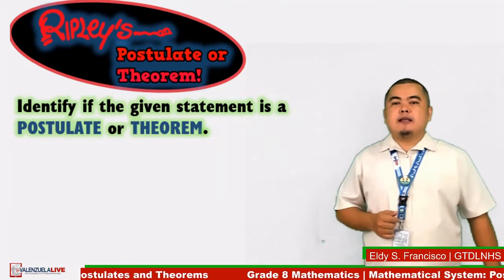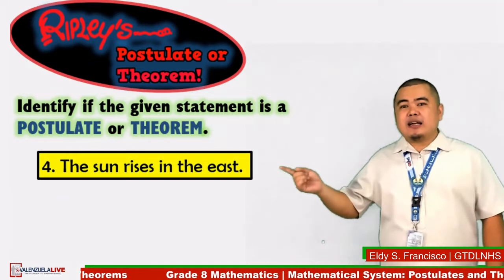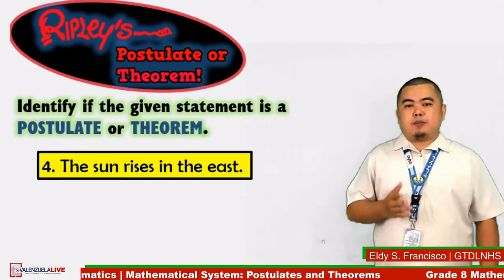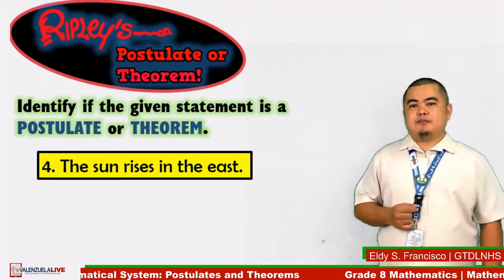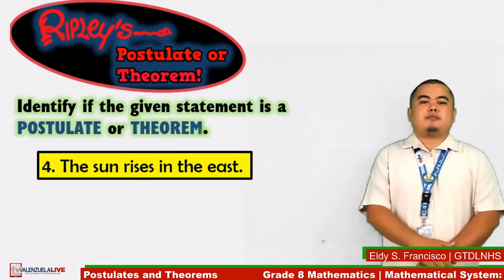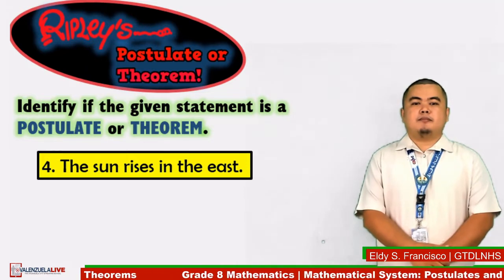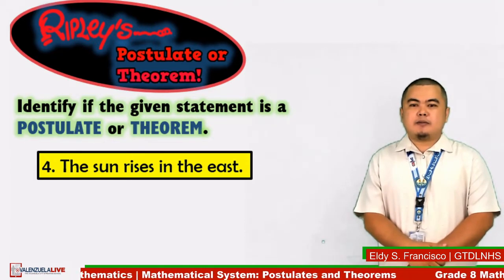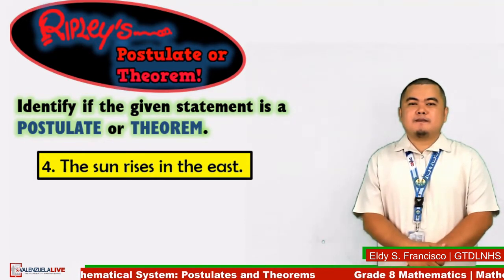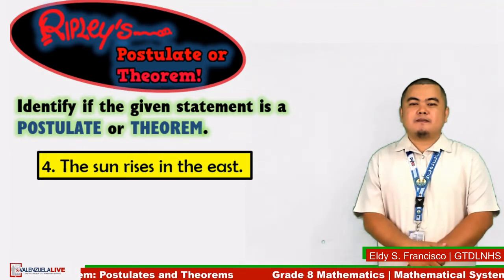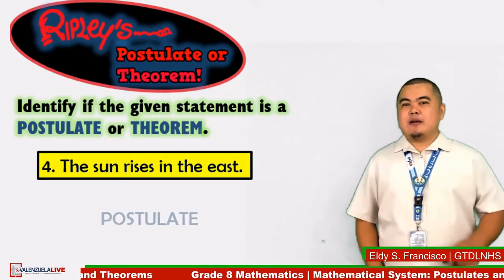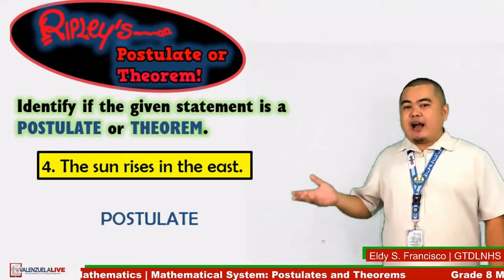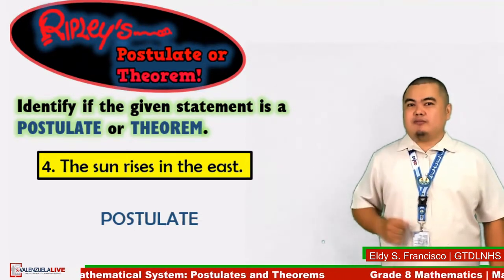Okay, next. Statement 4. The sun rises in the east. Now, is it a postulate or a theorem? Comment your answer now. Okay, good. Again, let us wait for the other answers. The correct answer is postulate. Very good. The statement is postulate because it is a fact and generally accepted as truth.